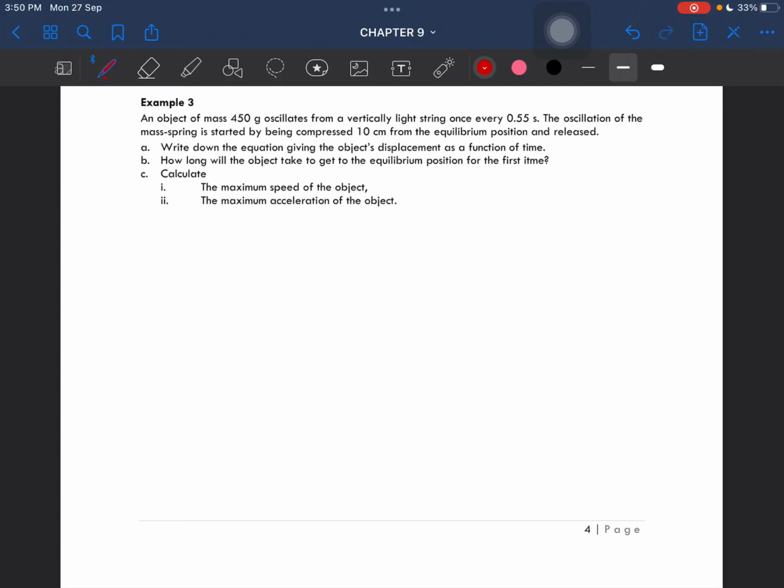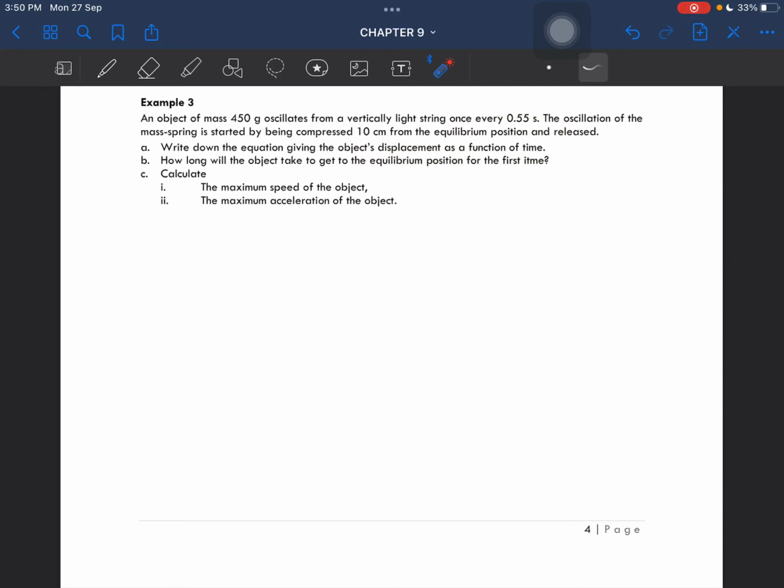Okay, example 3. An object of mass 450 gram oscillates from a vertically light string once every 0.55 seconds. The oscillation of the mass spring is started by being compressed 10 centimeter from the equilibrium position, and then it is released. Write down the equation giving the object's displacement as a function of time.